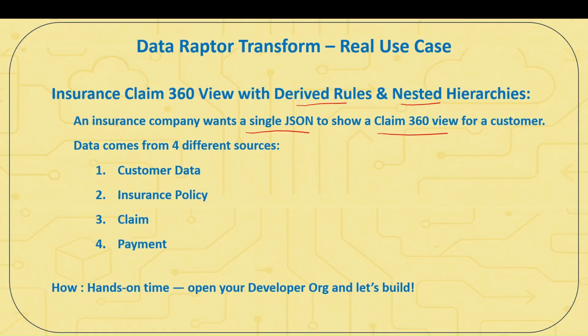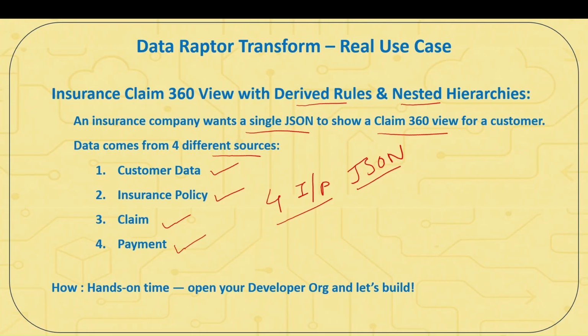For example, here we are getting data from different sources. From the customer object we are getting customer details like customer name, date of birth, etc. Whatever policies were purchased by the customer are present in the insurance policy records. If any claims are made, that is here, and whatever payment is made for those claims is the information in the payment node. Which means we are getting four different input nodes, or I can say four input JSONs. Now this is part of a mini project.